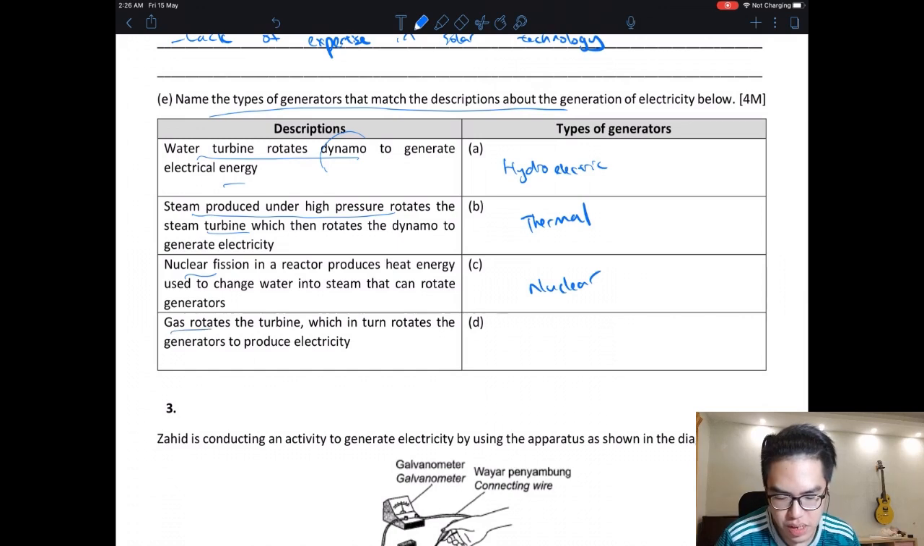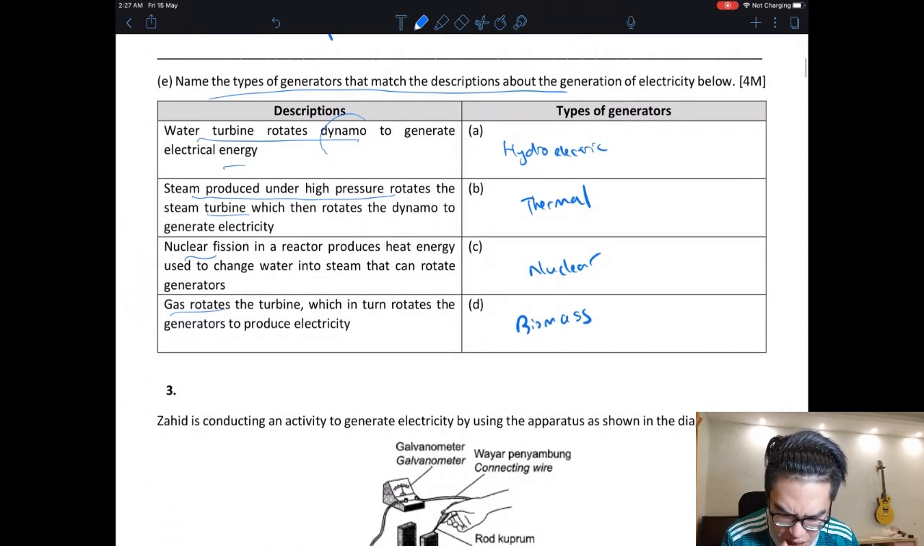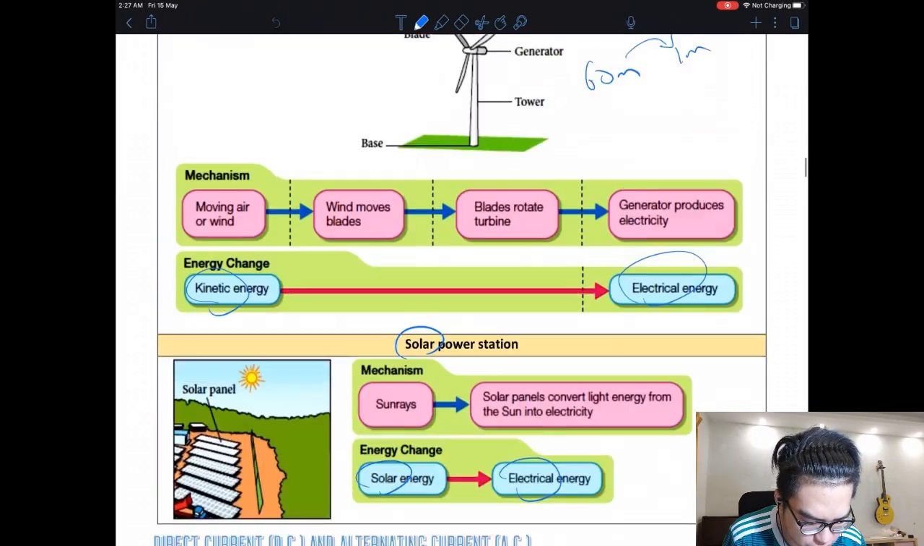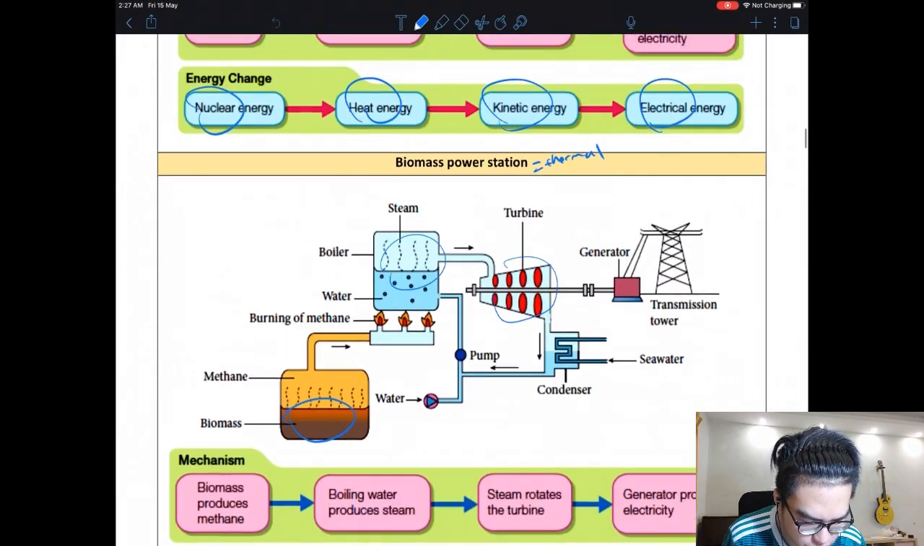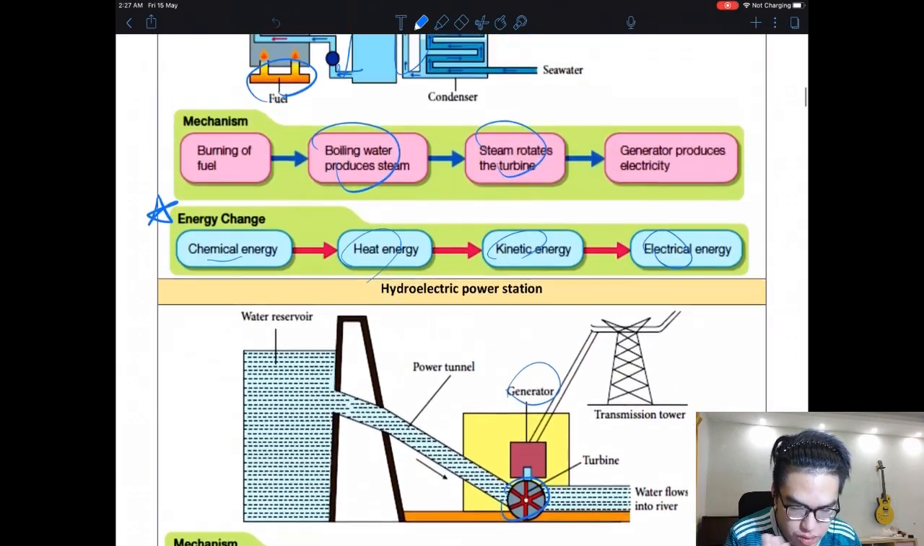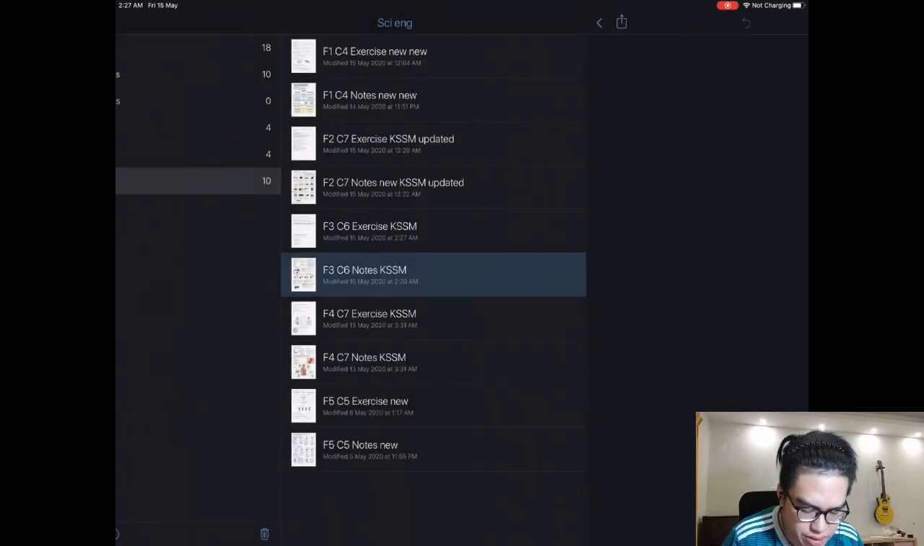Gas rotates turbine. So you have gas. You can say biomass, I guess. This is not very clear. Gas, let me check. Just a moment. Anything we're using gas. All of them is steam. Okay, steam. So it's a bit unclear. The question is a bit unclear.